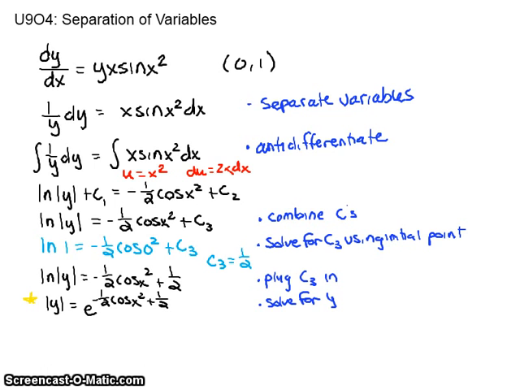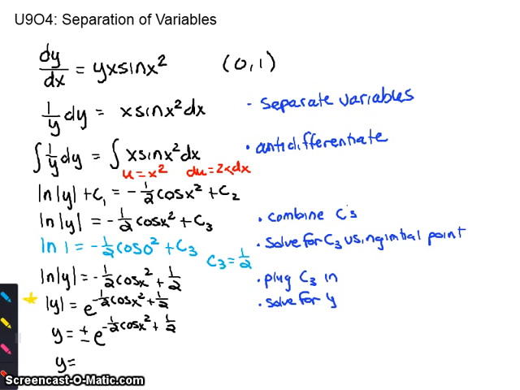So if we're going to get rid of the absolute value, we have to say that this is plus or minus e to the negative 1/2 cosine of x squared plus 1/2. Because if we took the absolute value of the negative, we would still get that positive value. So we have to think about positive or negative. It's not going to be both. It has to be one or the other, and we have to use our initial value to decide if we take the positive or negative.